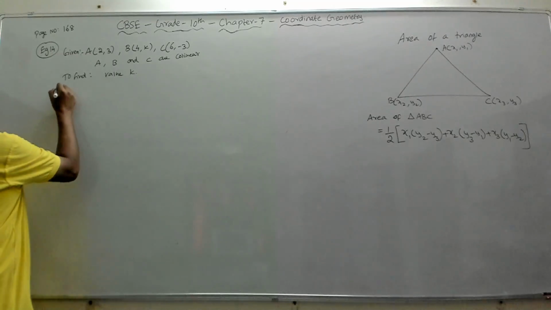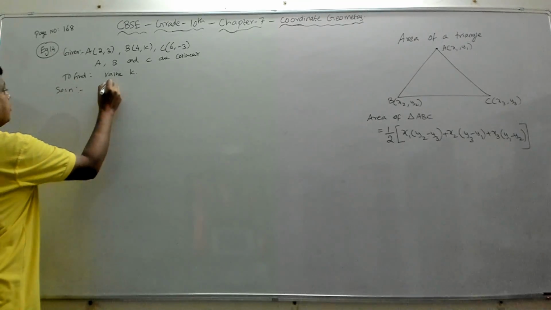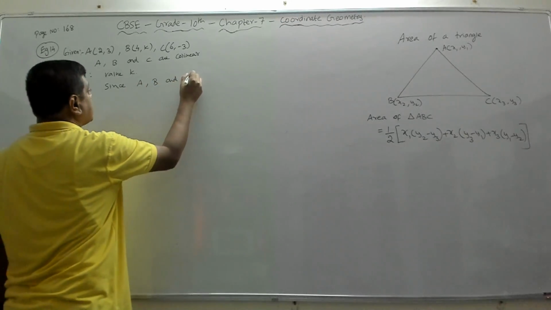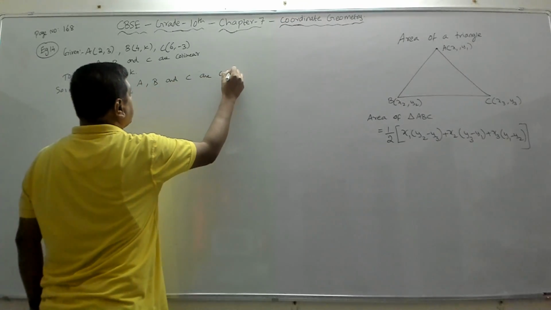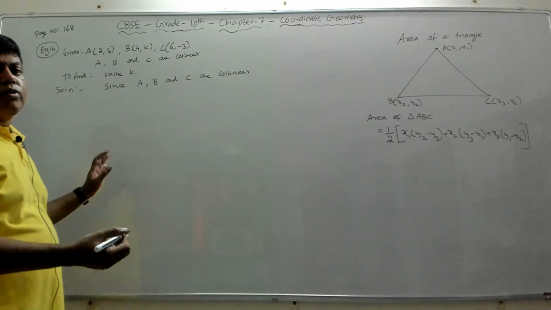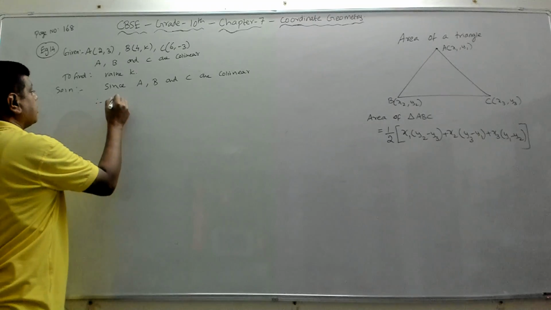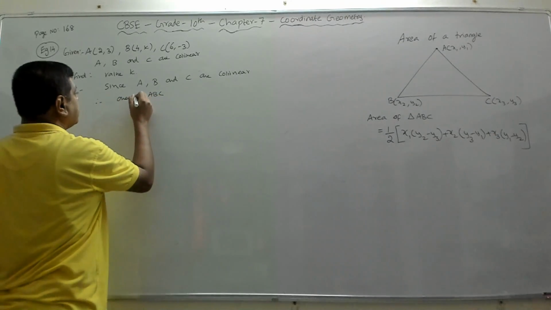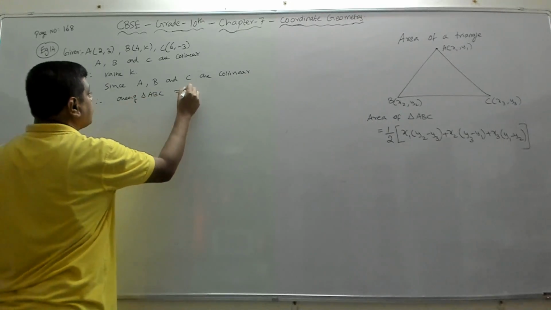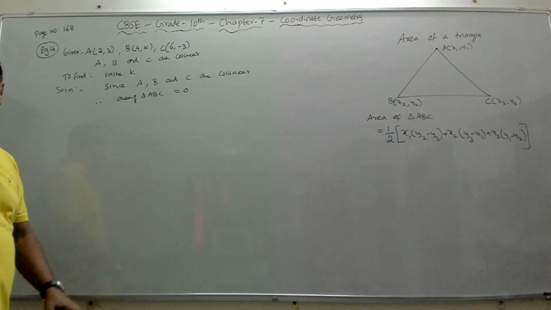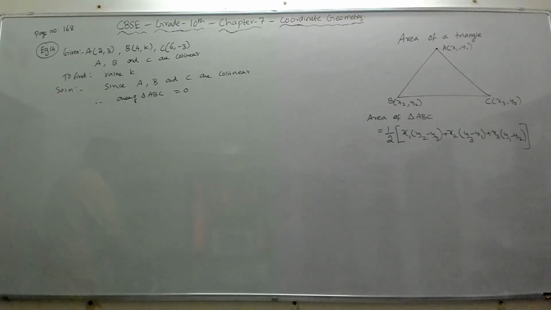Now solution is, we say since A, B and C are collinear, the points are collinear, therefore the area of the triangle ABC will be equal to 0 because they are collinear. It is given. Because they are collinear, therefore the area of the triangle must be equal to 0.